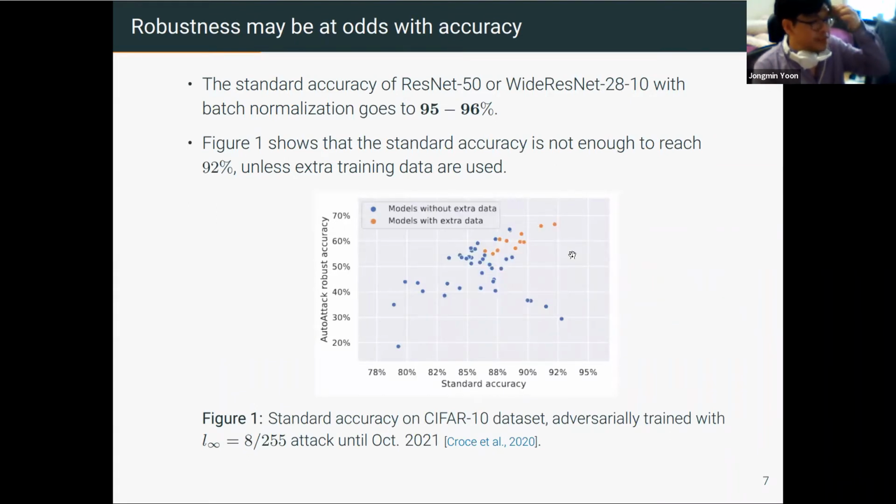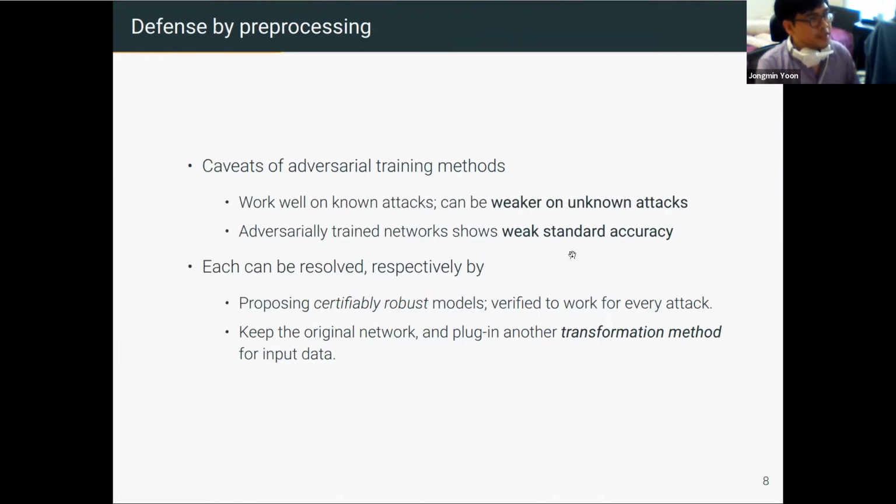This is a well-known benchmark from RobustBench, and the standard accuracy of the widely used ResNet or wide ResNet on CIFAR10 data using batch normalization goes to 95 to 96% standard accuracy. But Figure 1 shows that the standard accuracy does not reach 92% unless extra training data are used, when we train adversarially against an attack with L infinity noise of 8 pixel levels. And this becomes the caveat of the adversary training method.